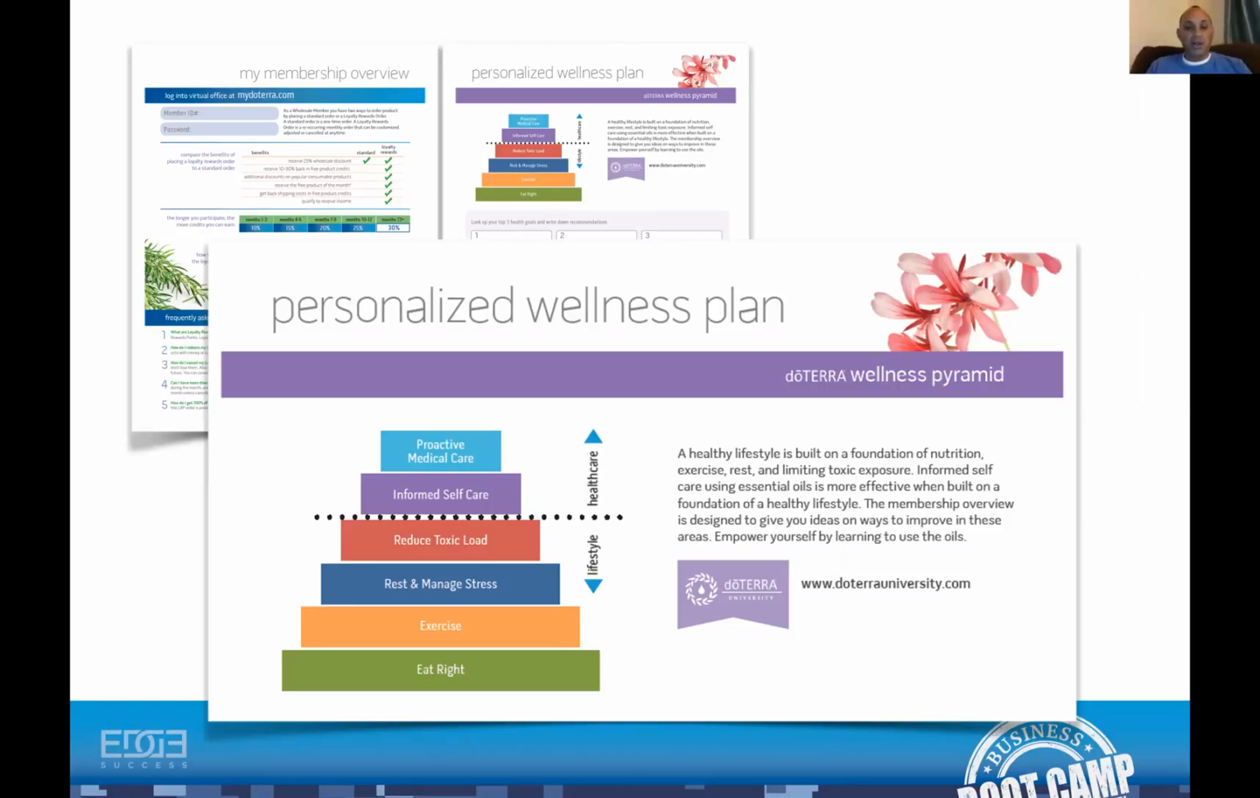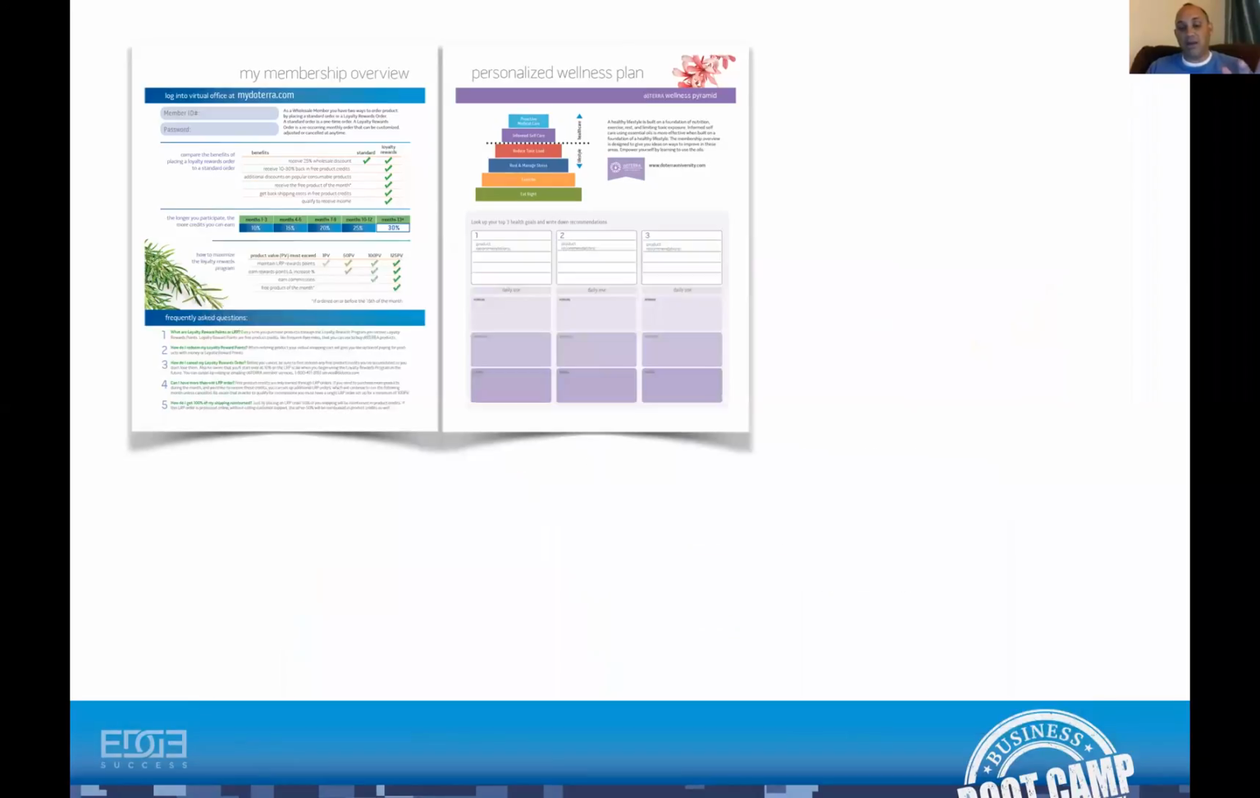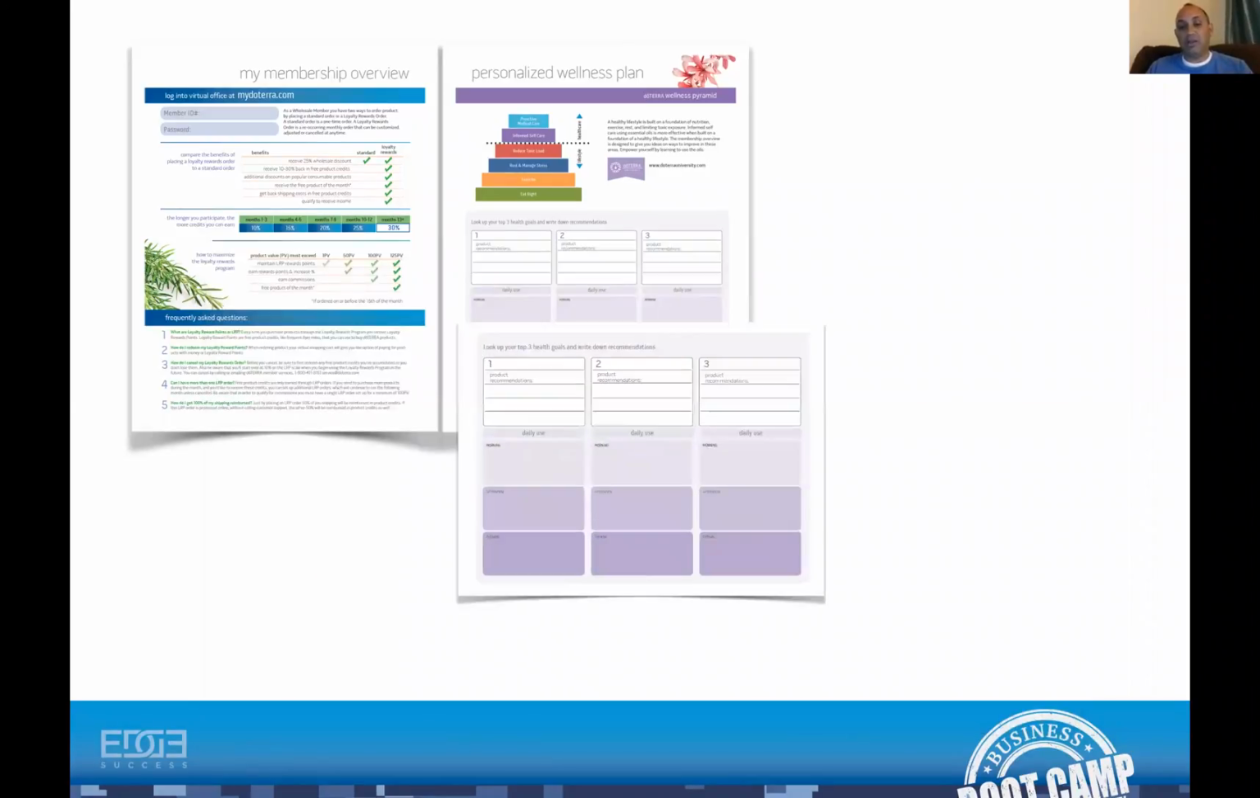But look at this bottom level here. We want to first teach our customers that doTERRA has an amazing plan for them to just eat right. Then we want to talk about exercise, rest and managing their stress, then reducing toxic load. Then we get to these very specific things up here. The LRP, the Loyalty Rewards Program, and the membership overview are to really help somebody understand how they can get their needs met when it comes to that wellness pyramid.